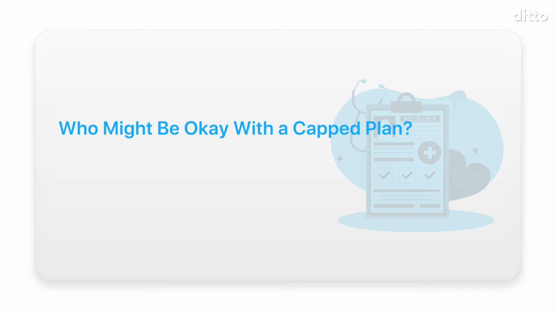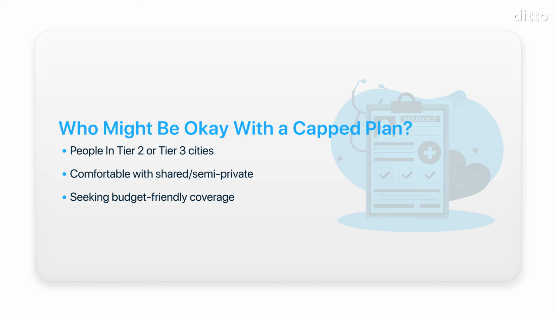Who might be okay with a capped plan? People in tier 2 or tier 3 cities with modest hospital charges, those comfortable with shared or semi-private rooms, buyers looking for budget-friendly plans with basic protection.